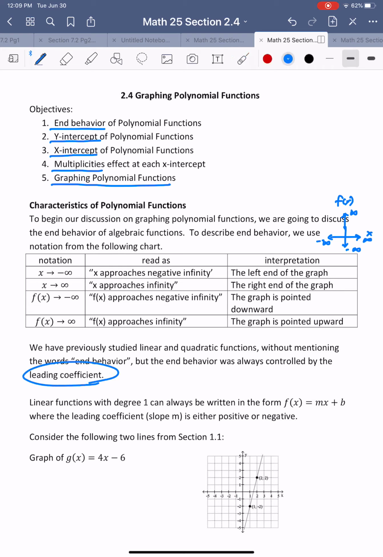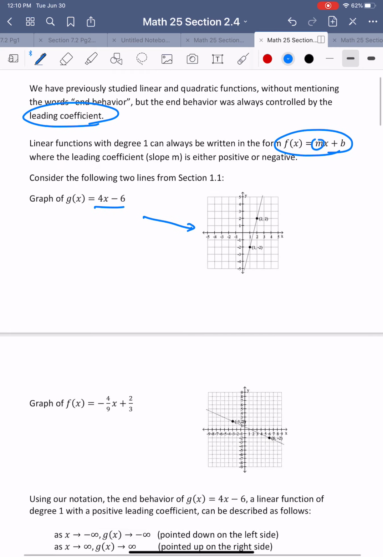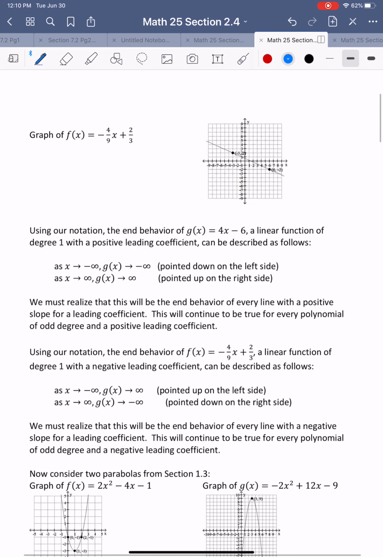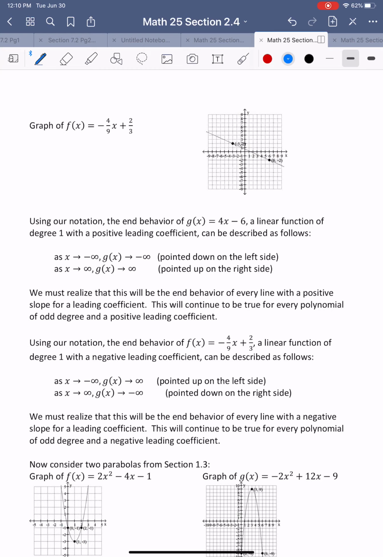A linear function with a degree of 1 can always be written in the form f of x equals mx plus b, where the leading coefficient is m, either positive or negative, because the line goes in a positive direction or a negative direction. So we construct the graph. This one is going up, and the graph of negative 4x plus 2/3 is going down.